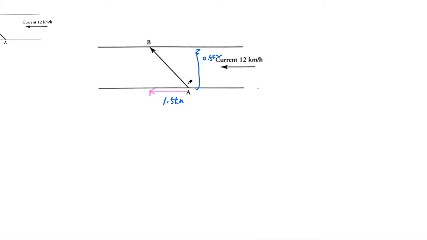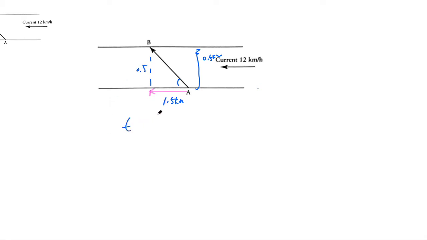Because there is a current, our vector has to be something like this, so that the current gets applied and pushes it. So we actually end up going in this direction. Because this is 0.5 and 1.5, we can actually figure out at least this angle here.